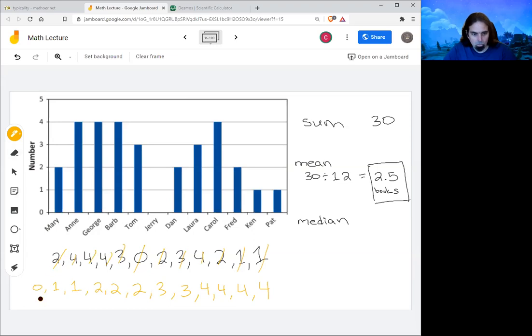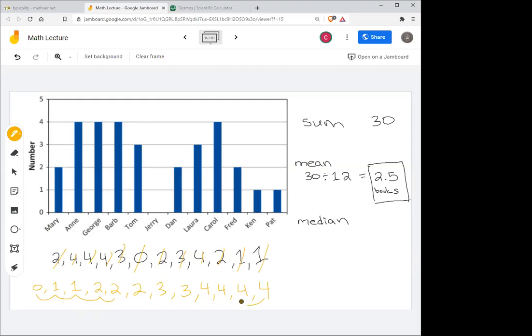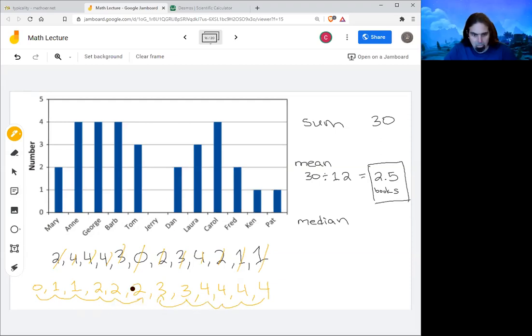So what's the middle? 1, 2, 3, 4, 5. 1, 2, 3, 4, 5. I need to go another step. So these ones are the middle. So halfway between 2 and 3 is going to be 2.5. So in this case, the mean and the median are the same.